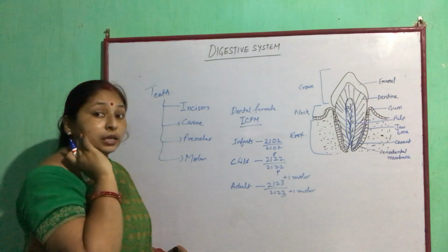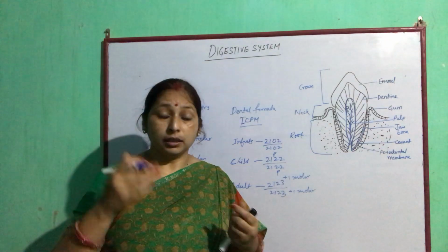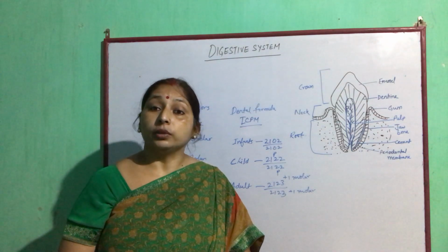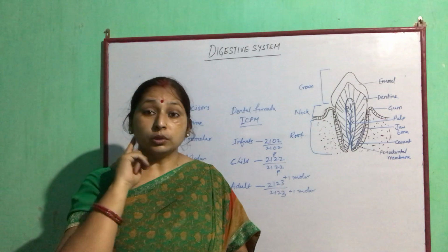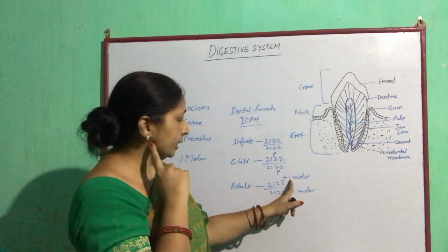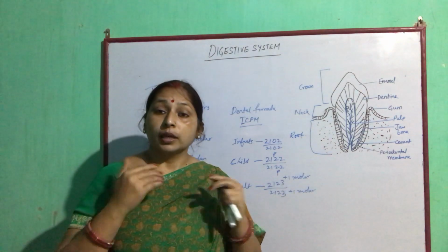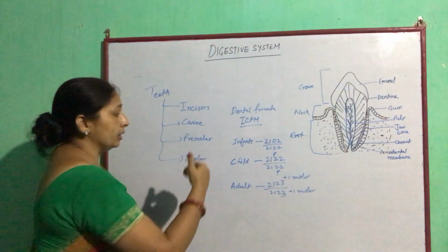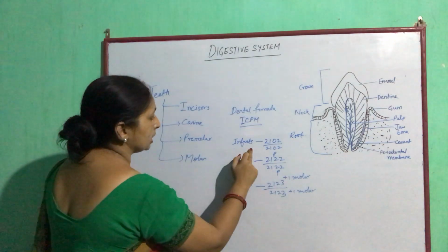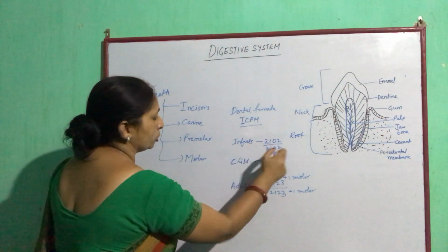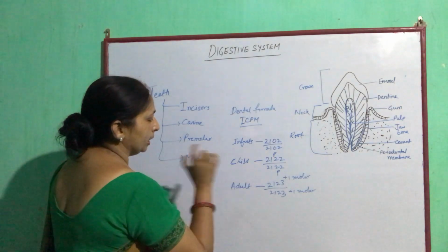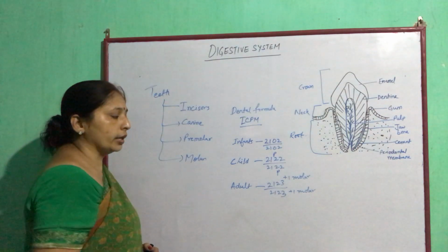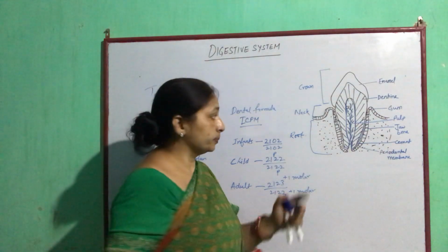wisdom tooth. It comes at the last, in the later period of life, in the age group 21-22 years. So it is the wisdom tooth, and it comes later on. So exactly 32 is reached after the addition of this one molar tooth. So the ICPM formula or dental formula is different for the different stages. Initially it is 2102, then in the middle age or childhood it is 2122, and in adults it is 2123.